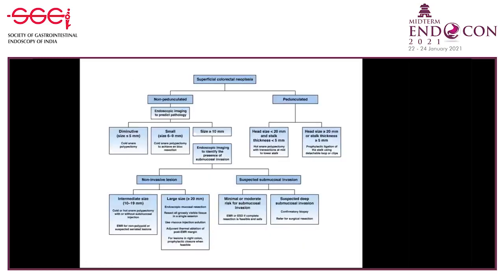Now, is there a superficial colorectal neoplasia? Is it non-pedunculated or pedunculated? If it's pedunculated, look at the stalk size. Is the head size small and the stalk thickness less than 5 millimeters? You can do a Hartschner polypectomy.